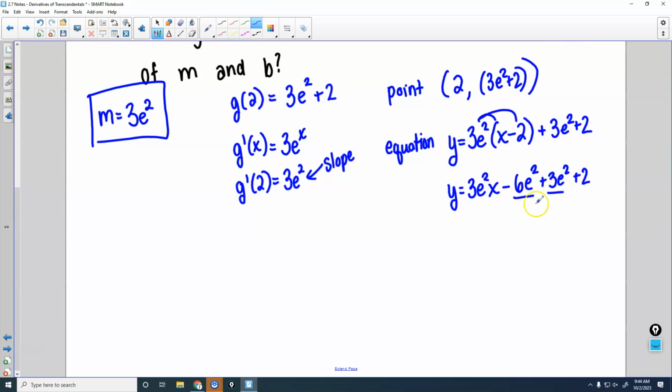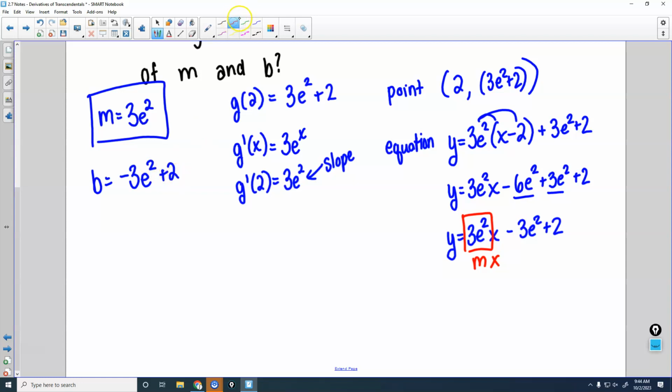And these two right here I could combine, right? So I've got y equals 3e squared x minus 3e squared plus 2. So right here, this was my m. This was the number that was multiplied by the x, right? There's my m, x. What's the b? It's ugly. Negative 3e squared plus 2. All of this stuff over here, yeah, I could make that like that. That is your plus b.